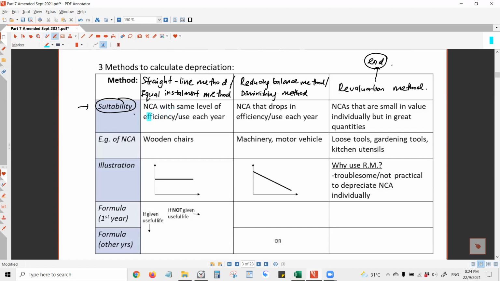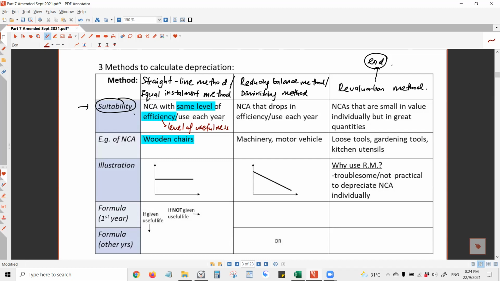It depends on the efficiency of that NCA that you are looking at. For NCA that can give you the same level of efficiency each year, we would use straight line method. Good example is wooden chairs. What is meant by efficiency here? Level of usefulness. You can also look at this by thinking about how frequently it breaks down.